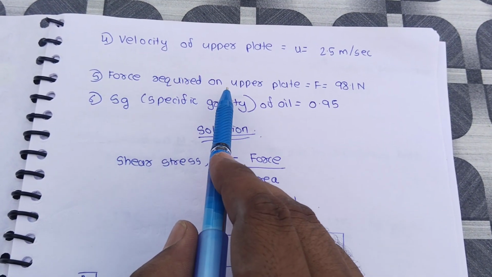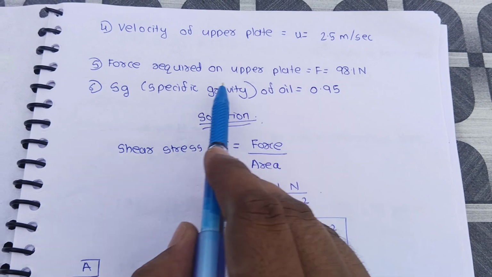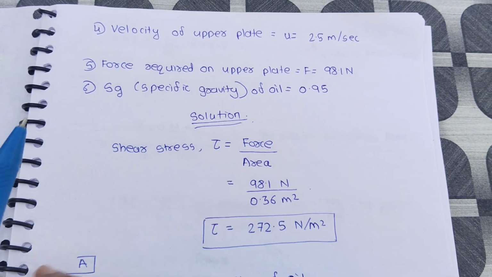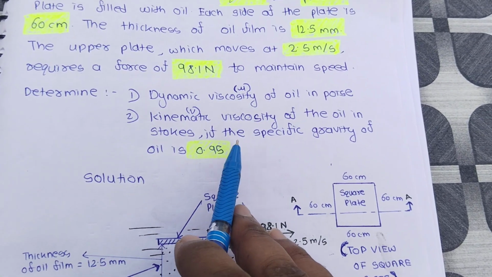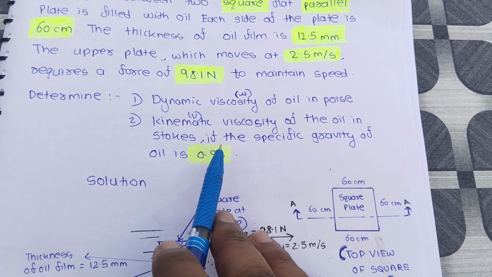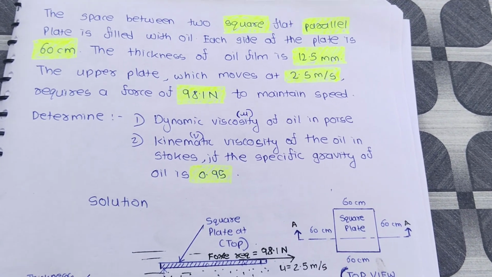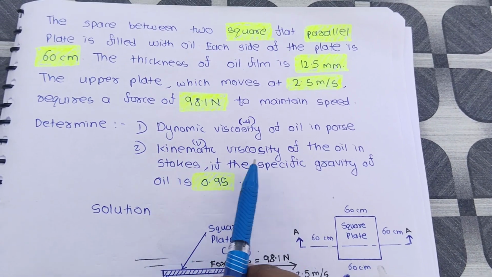Fifth, force required on upper plate 98.1 Newton. Specific gravity of oil 0.95. Okay, for kinematic viscosity, specific gravity is given, but for dynamic it is not given. So we have to find it in Poise, and this is in Stokes.